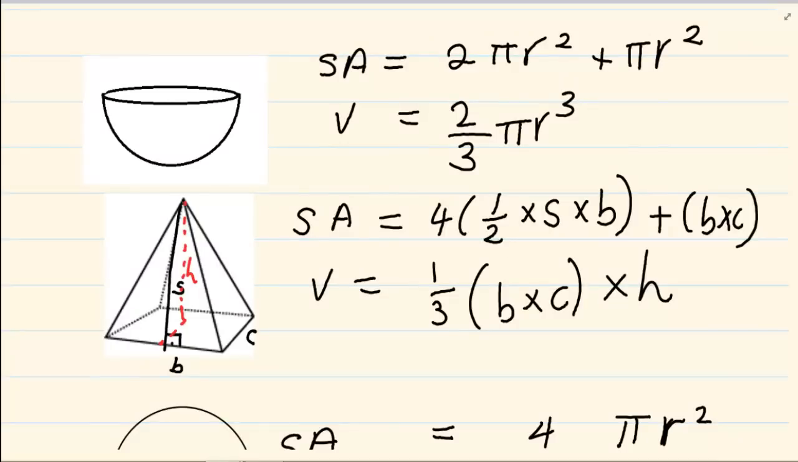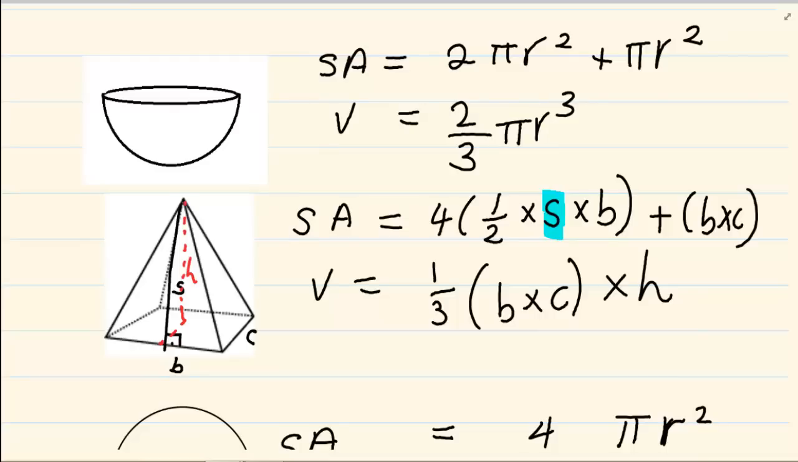When you are doing the surface area of a pyramid, then we know it's 4 half base times height, but remember this is specifically our slanted height. And then we got length times breadth, which is basically our base.